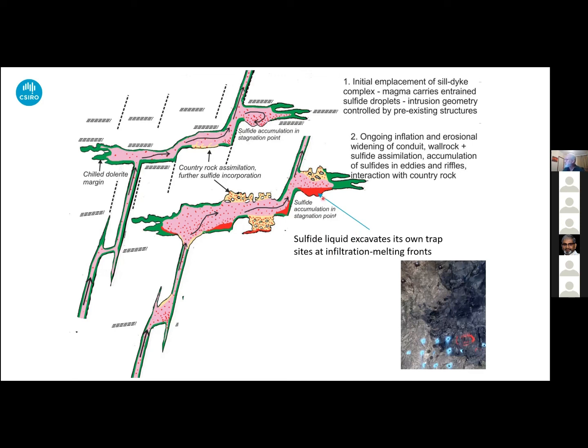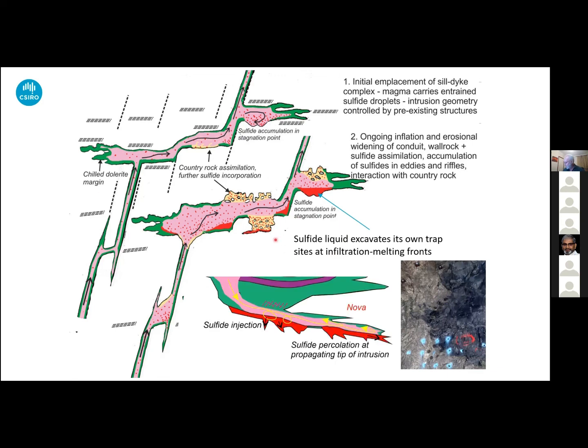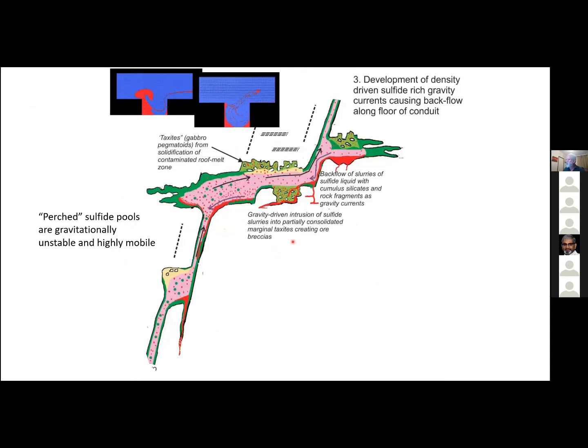All right, so this is a sulfide accumulation starting to excavate its own trap sites potentially. And that's a little reprise of that NOVA model as an example of where we think that might be happening. Okay, now at this stage, we've now developed these sulfide pools, which are intrinsically highly unstable.